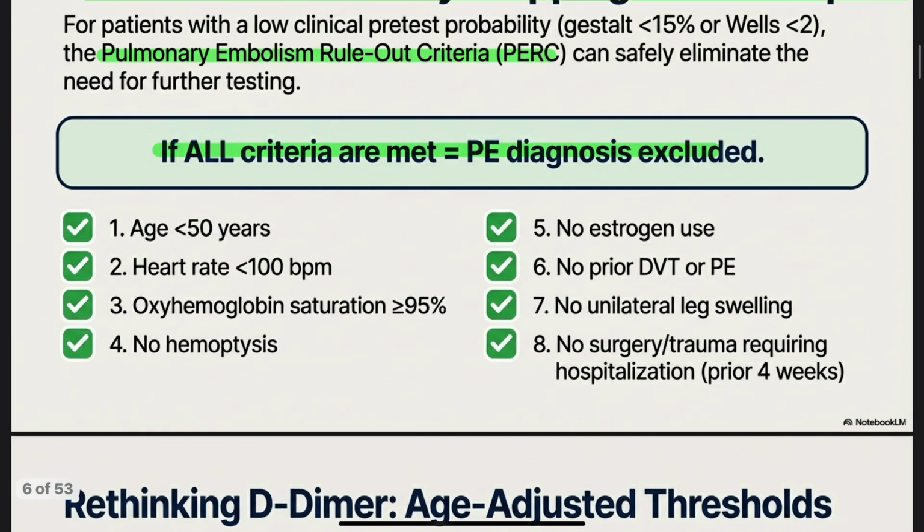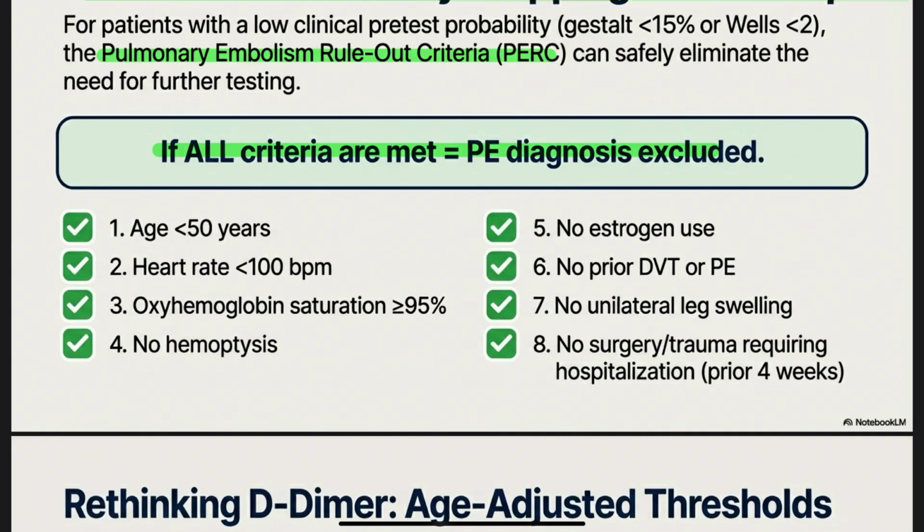So if any of these is present, you can't rule out pulmonary embolism. The criteria are: age less than 50 years, heart rate less than 100, oxyhemoglobin saturation more than 95, no hemoptysis, no estrogen use, no prior DVT or PE, no unilateral limb swelling, and no surgery or trauma requiring hospitalization in the prior 4 weeks.